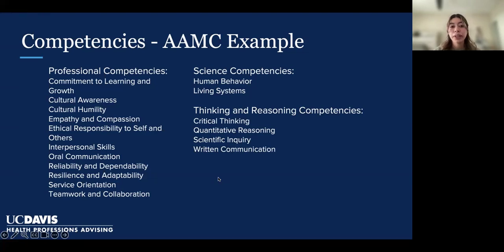You don't have to cover each and every single one of them in your letters of recommendation, but make sure you are at least thinking about these competencies when asking your letter writers, and even asking them if they can write on how you have demonstrated a particular competency in their class or in that volunteer opportunity that you've had.